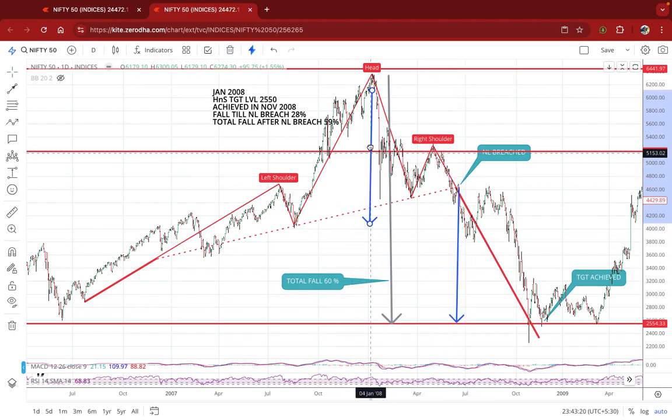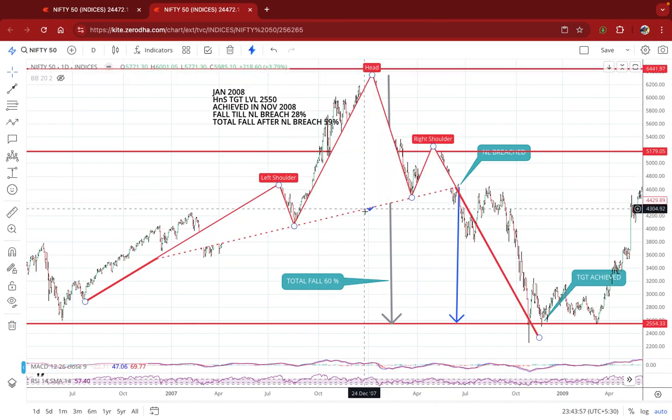Okay, so the level which was the Nifty when this thing started off, Nifty was at a level of 6321, 6,300, and eventually fell to a level of 2550, more than double. This was very accurately predicted by the head and shoulder structure. If you see, the fall till the neckline was breached was around 20%, 28%, and thereafter, when the neckline was breached, eventually Nifty came to around 60%, which is double the amount of the first fall which happened.